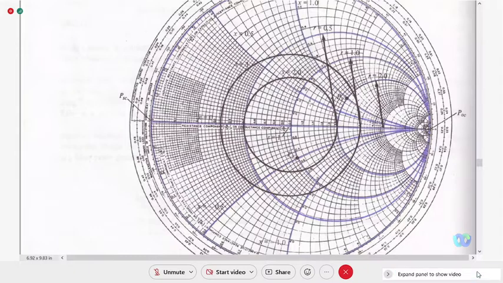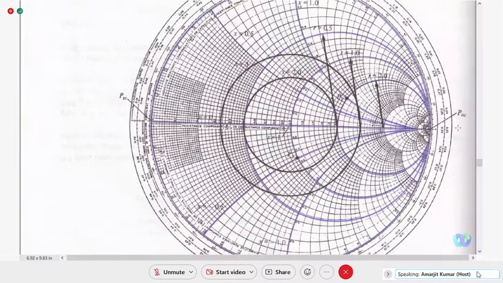And where are PSC and POC located? Open circuit point and short circuit point. So for the short circuit point, what will be the load impedance? ZL is equal to 0 plus J into 0. So ZL is equal to 0 plus J into 0.